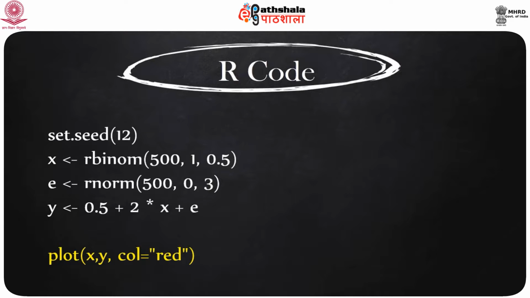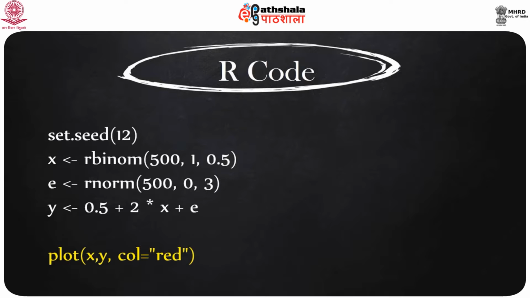Look at the code that has been given here. Instead of putting the random samples that have been drawn from the normal distribution, since we are considering x to be a binary one, we are drawing 500 random samples from a binomial distribution with size equal to 1 and probability of success equal to 0.5.